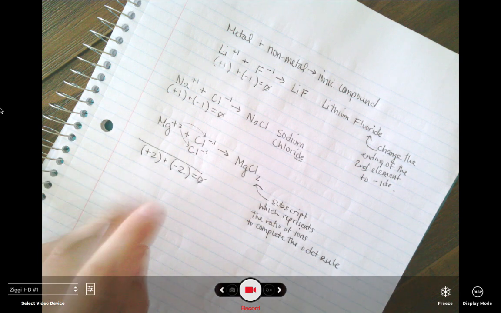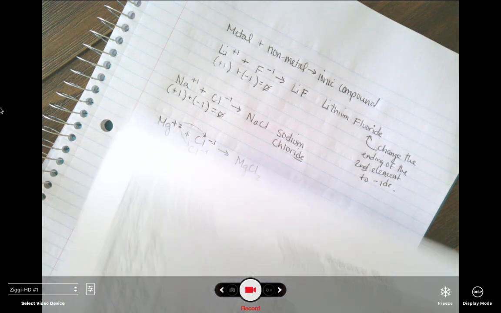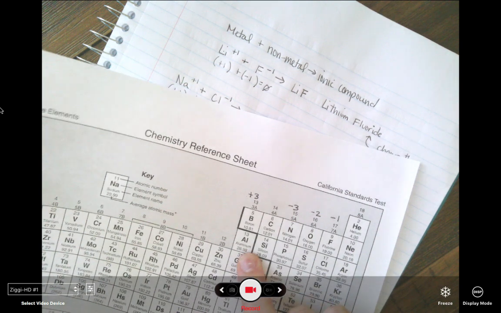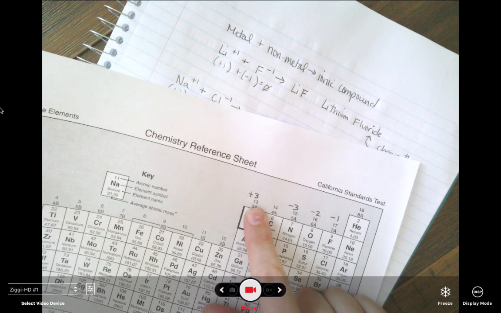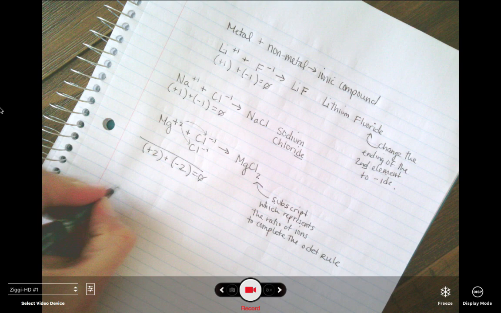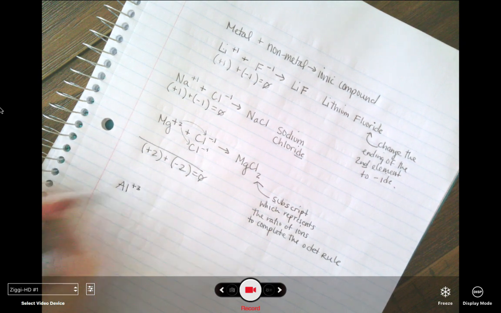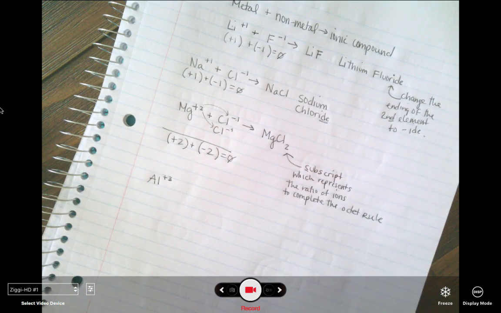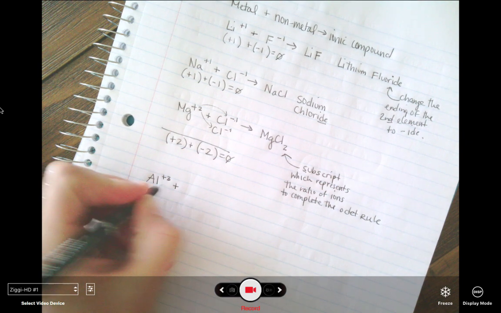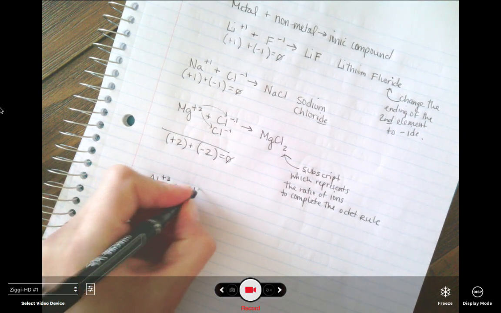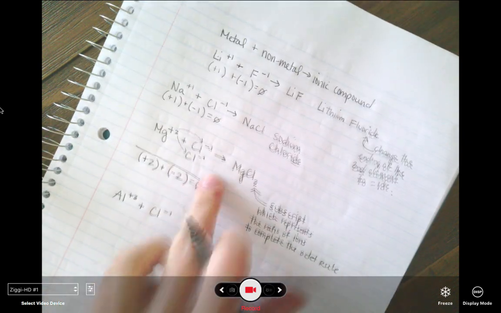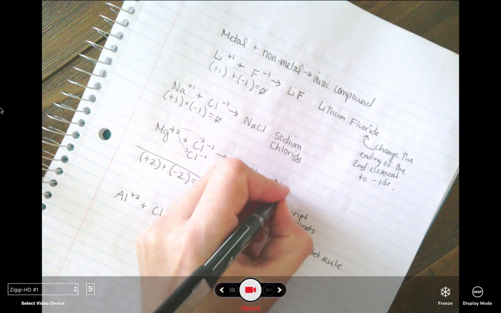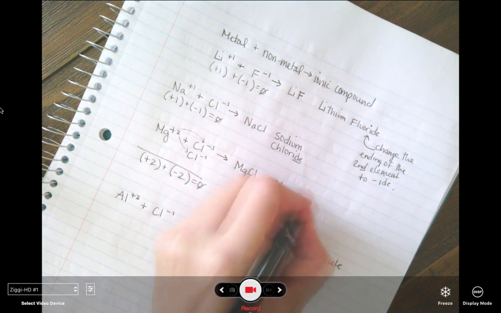Another example, well, what if I have something with a +3? So aluminum can give away 3 electrons, so let's try one of those. So aluminum can take on a +3 cation charge by giving away 3 electrons. Well, what if I want to bond that to chlorine? Oh, I'm sorry, back up here. This is called magnesium chloride.